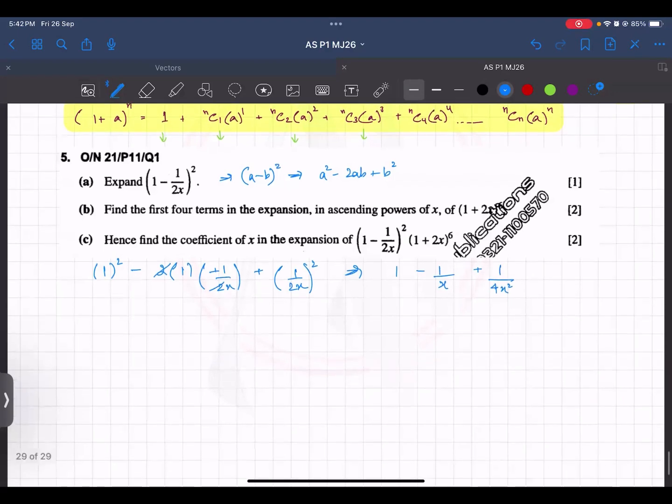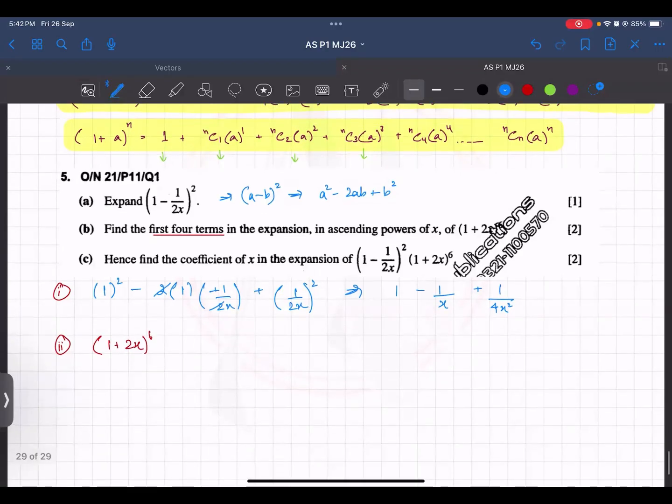Simple expansion. Find the first 4 terms in the expansion of (1 plus 2x) power 6. This is your first part. This is your second part. This is (1 plus 2x) power 6. And they want the first 4. So look, the first term is 1 inside the bracket. The bracket is starting with 1. So you will use this formula, not the more difficult one. We'll use the simpler one.